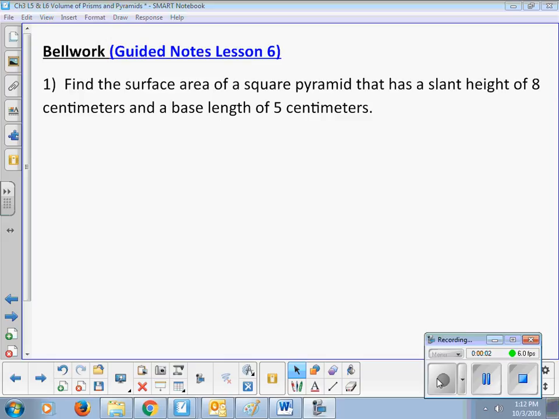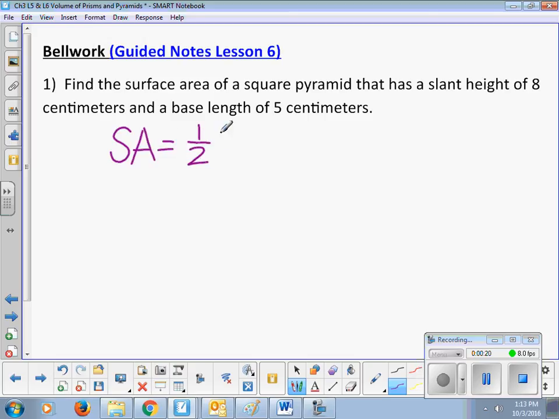Okay, for today's warm-up, we need to find the surface area of a square pyramid that has a slant height of 8 centimeters and a base length of 5 centimeters. So whenever we have pyramids, we're using the surface area formula: SA equals 1/2 times our perimeter times the slant height plus the area of the base.